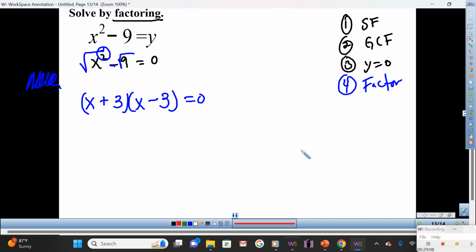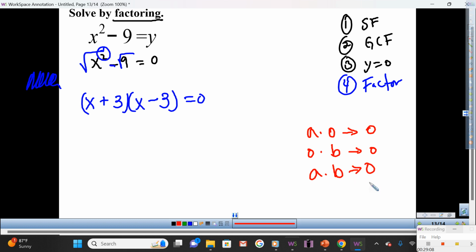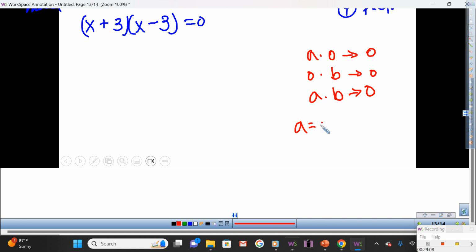Ready? What is a times 0? 0. What is 0 times b? 0. Is that correct? So if I have a times b, and it's still equal to 0, what do you think? A could equal 0, or b could equal 0. Does that make sense? Because it could be either one. We don't know which one. Is everybody following up to right there?